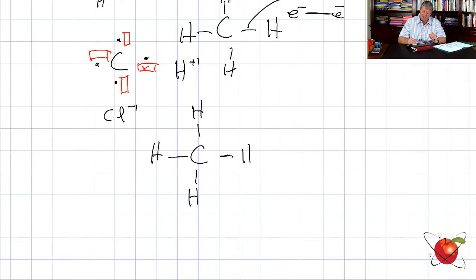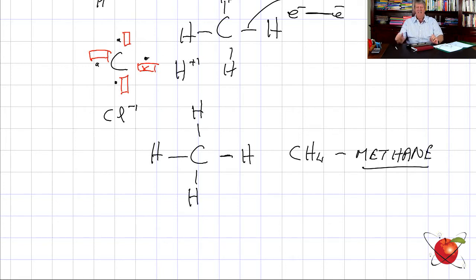So there's the most basic one, which is CH4, which you remember was called methane. It's the gas that you find in coal mines, responsible for many explosions and the deaths of many miners, because it was an undetectable gas but highly flammable.